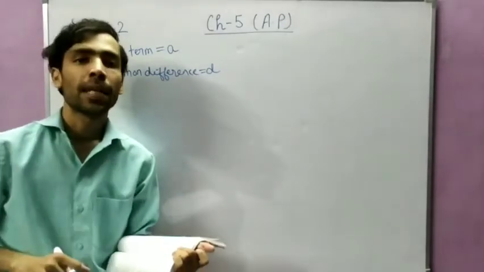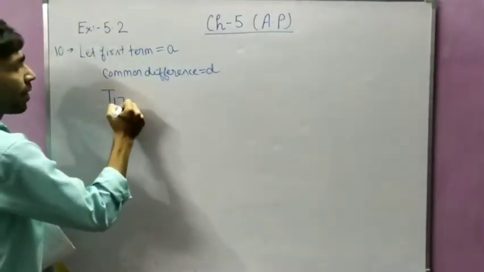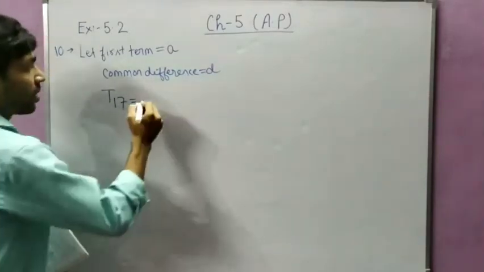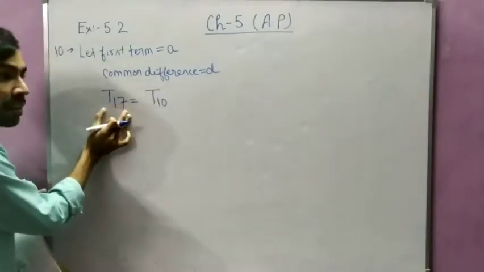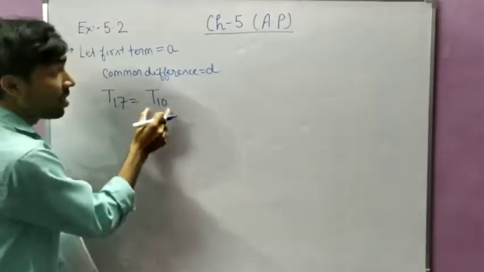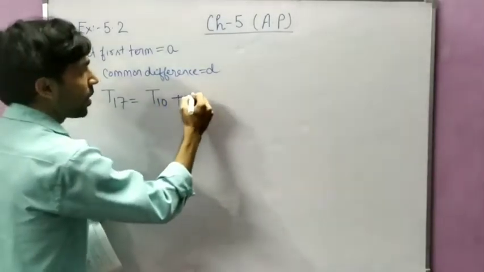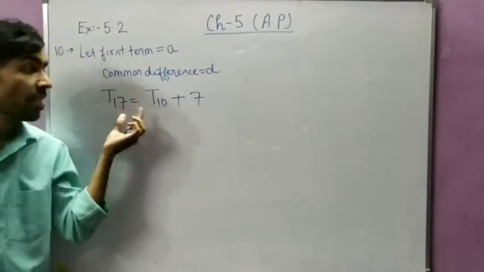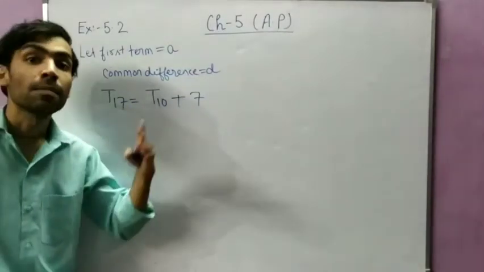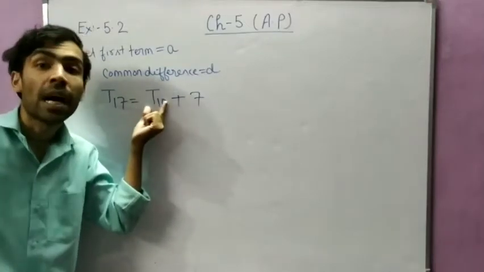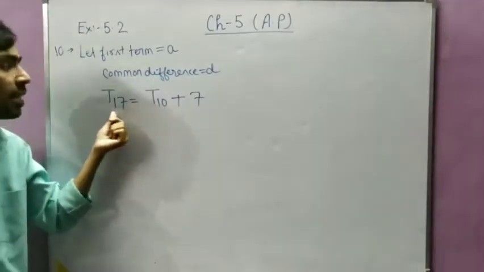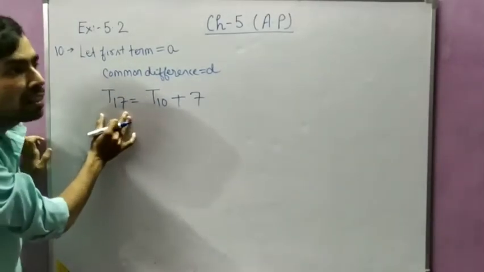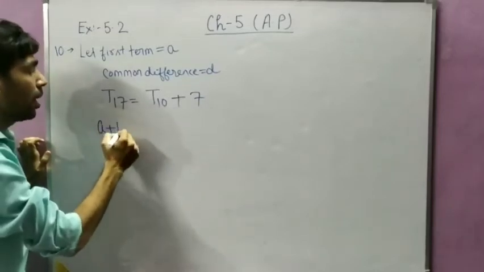Now what the question is saying: the 17th term of the AP exceeds its 10th term by 7, which means the 17th term will be 7 more than the 10th term T10, that is T10 plus 7. Exceeds means more. Exceeds its 10th term by how much? By 7. Okay, so T17 is equal to T10 plus 7. This is the statement.